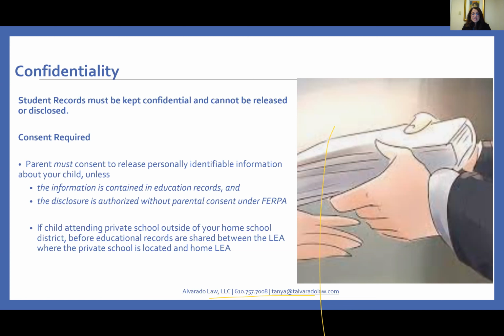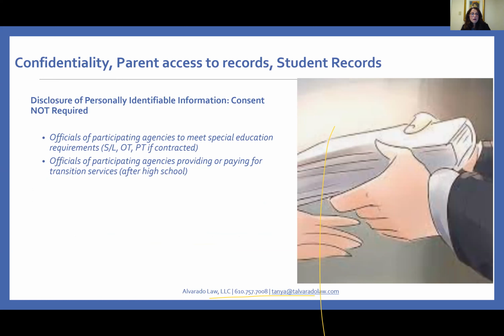If your child is attending a private school that's not in your school district, the private school cannot share information with the other school district. We're talking about your child in a private school, but two districts are involved, without your consent.